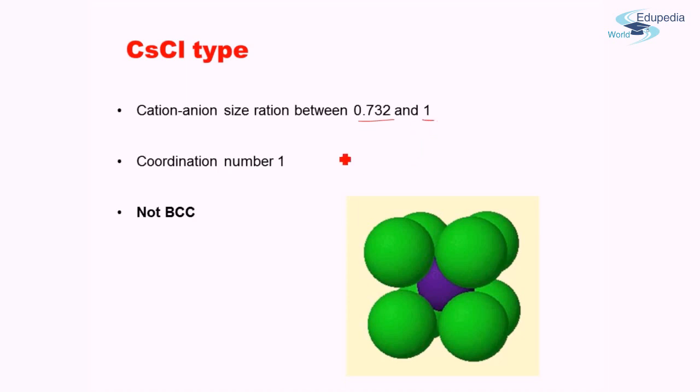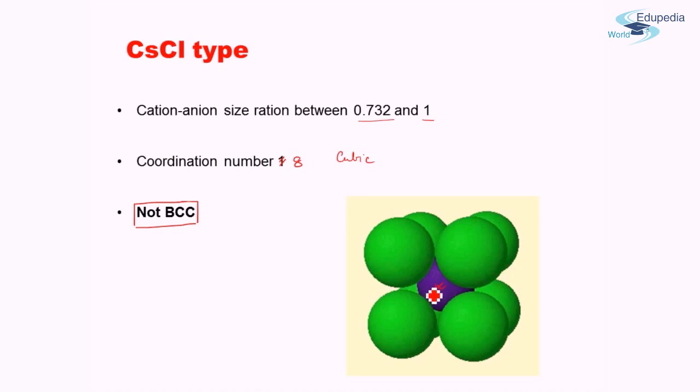Therefore, it will have cubic geometry. Sorry about this, it has to be coordination number 8 rather than 1. That's a typing mistake. So coordination number 8 because it is cubic, and as I said in the last lecture, this is not body centered cubic. This is a cubic structure in which the 8 anions will be at the 8 corners and the cation will take place at the central void.